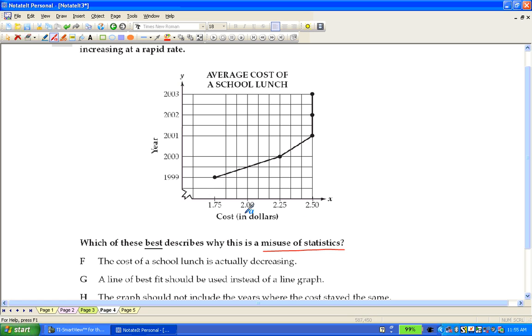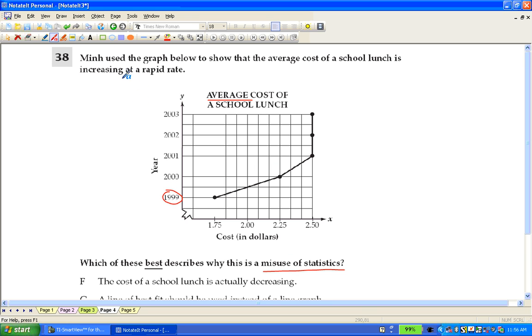Cost is on the x-axis. And so we see at 1999, lunch costs about $1.75 on average. In 2000, the lunch costs on average $2.25. 2001, it cost $2.50. 2002, it cost $2.50. And 2003, it also cost about $2.50. So to say it's increasing at a rapid rate is incorrect because for the last 3 years, it stayed the same. It just looks like it on the graph because of the way she has it drawn.